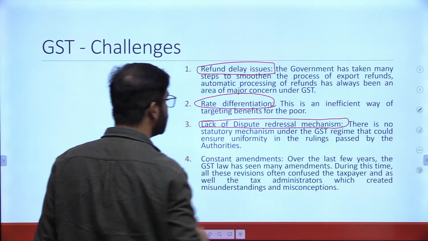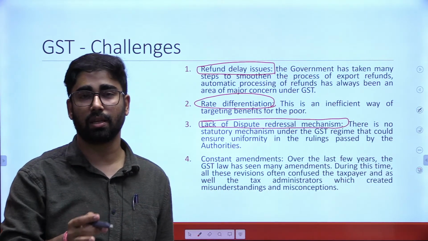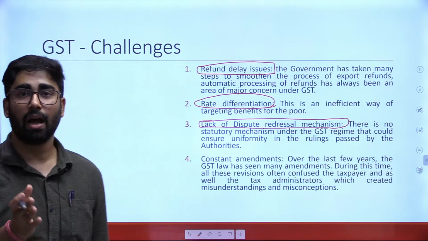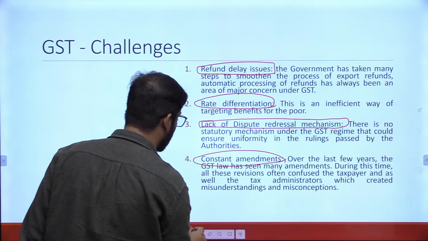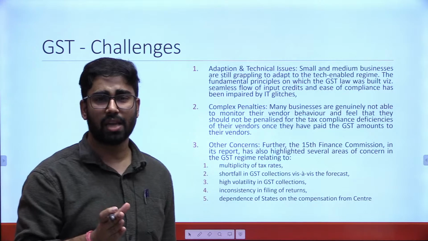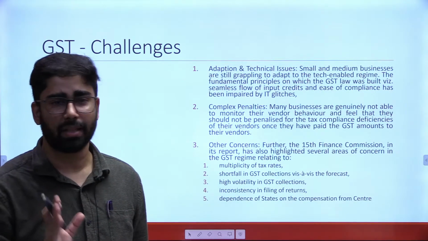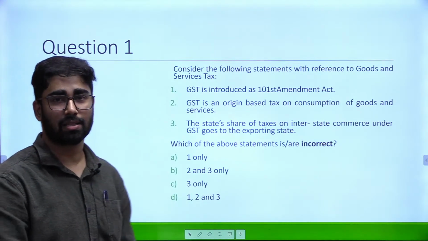GST Appellate Council, we already saw there is a committee of ministers that has been set up to decide how to set up the GST Appellate Council. Constant amendments are going on because the tax is still in its nascent stage. So these are some challenges that have to be addressed by the government. Okay, now let's move on to the question and answer session.